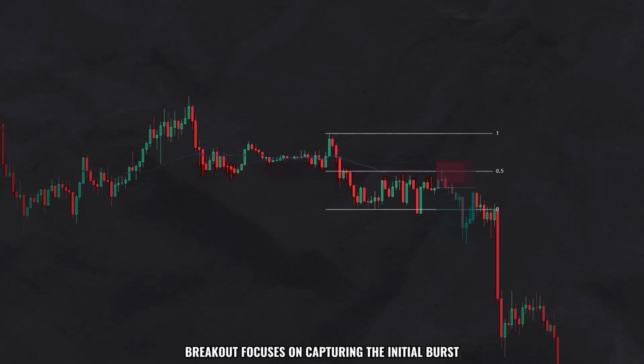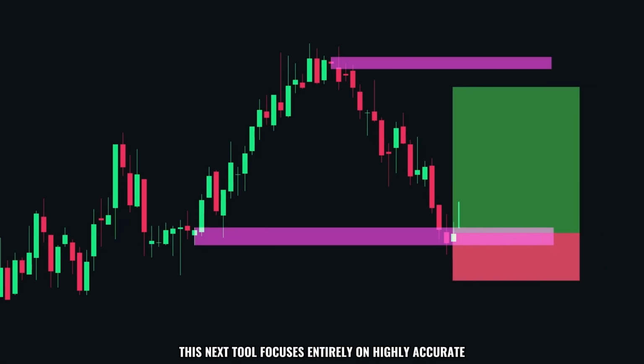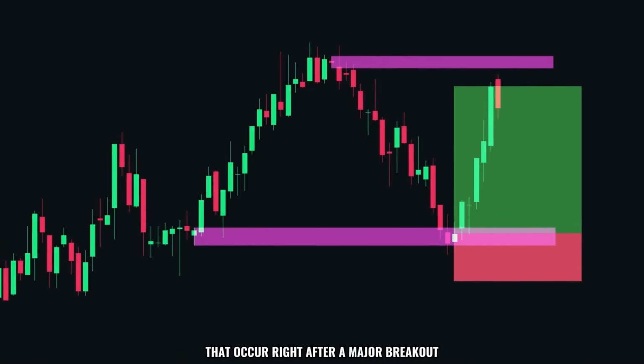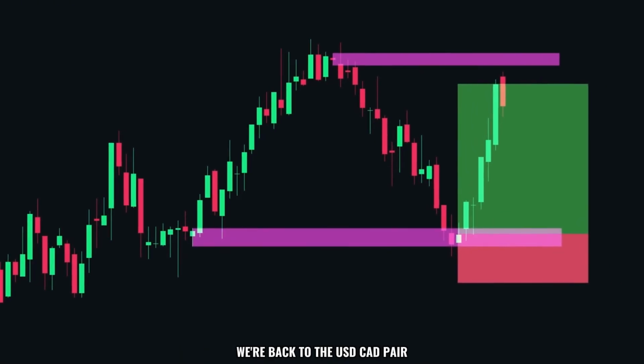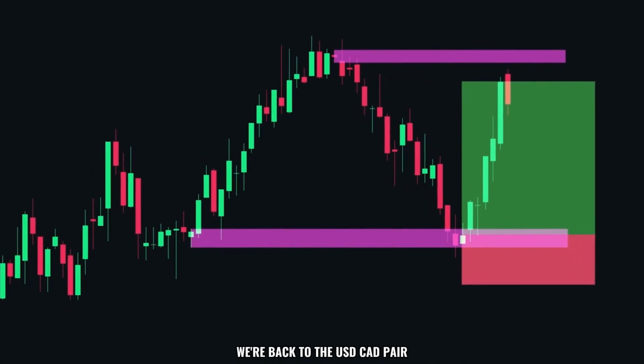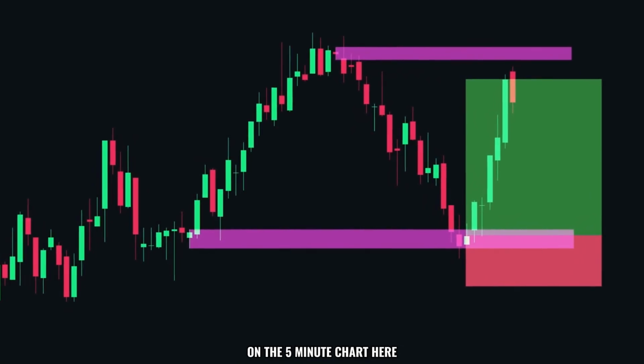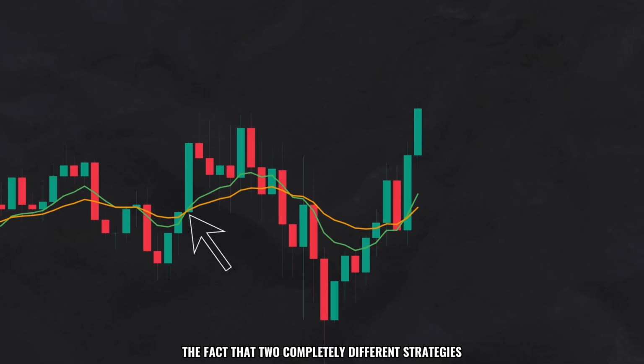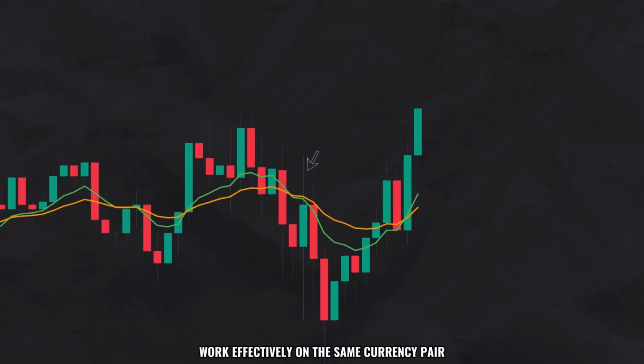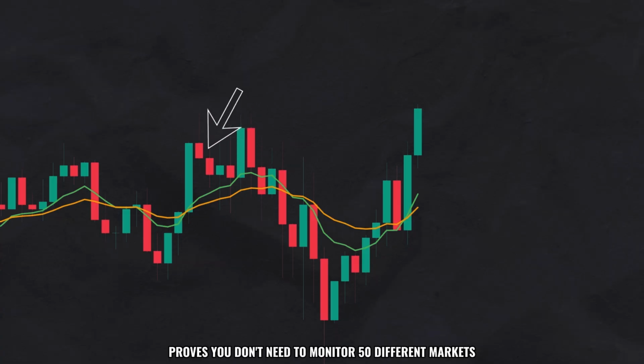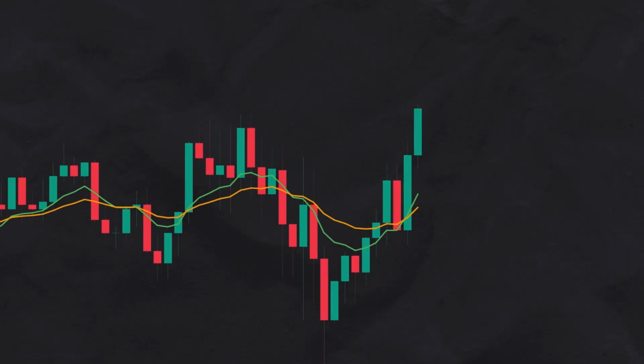While the aggressive breakout focuses on capturing the initial burst, this next tool focuses entirely on highly accurate downward corrections that occur right after a major breakout. We're back to the USD CAD pair on the 5-minute chart here. And frankly, the fact that 2 completely different strategies work effectively on the same currency pair proves you don't need to monitor 50 different markets. You just need to know exactly which setups you're looking for.